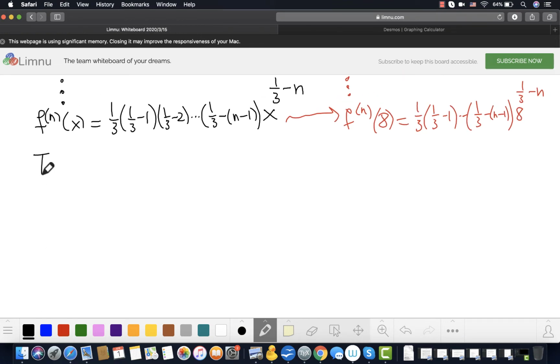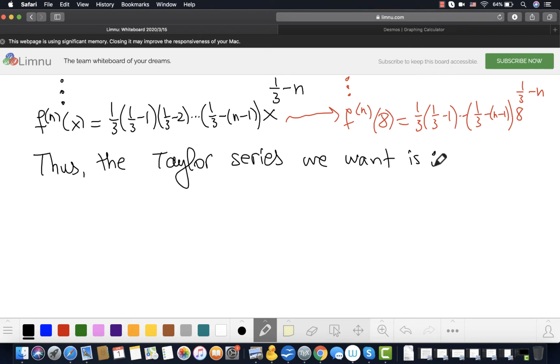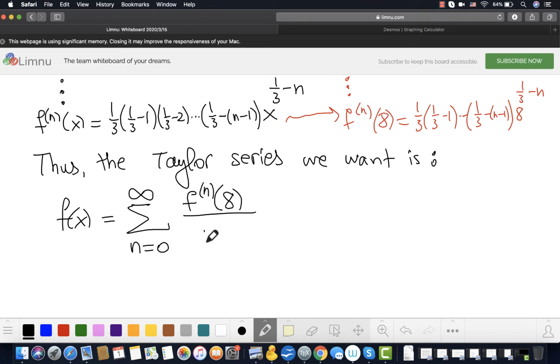So, thus, the Taylor series that we want is the following. So f of x is going to equal the following. We have n going from 0 to infinity. And according to our formula, I have to take the nth derivative evaluated at the center, divided by n factorial, and then multiplied by x minus the center to the power of n.